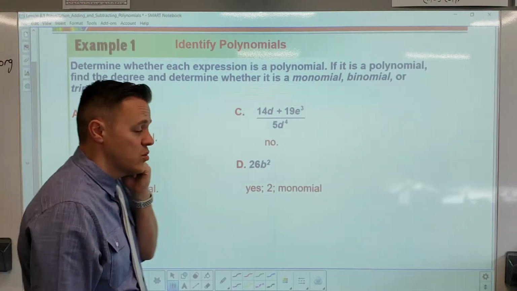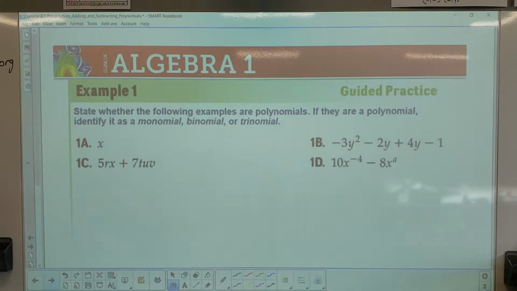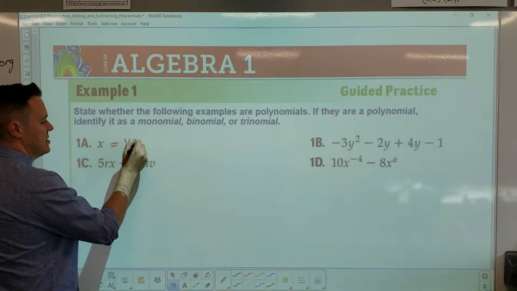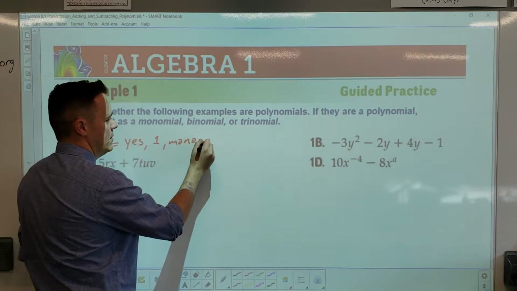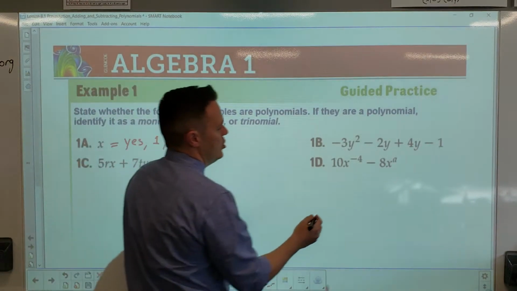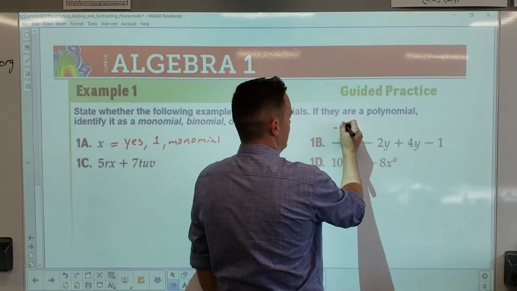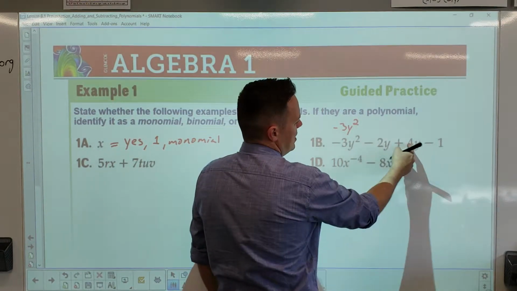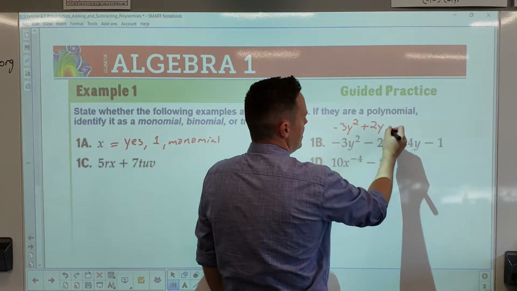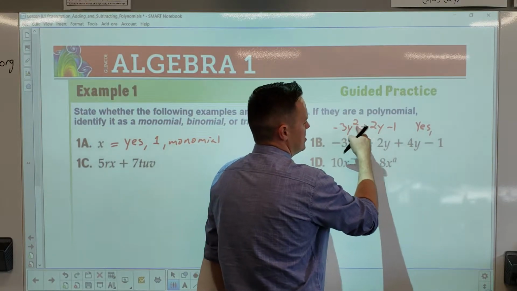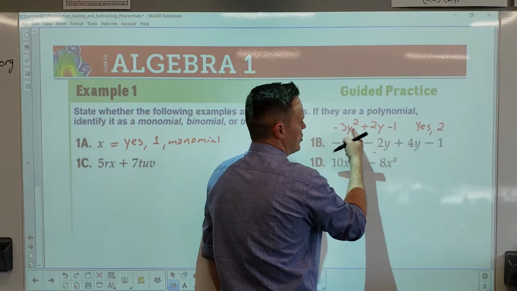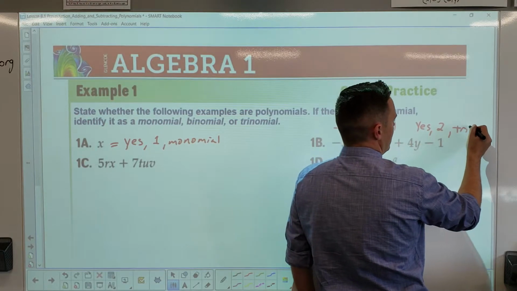So what I want you guys to do is work on the guided practice yourself and answer those 3 questions. All right, hopefully you paused the video. So this is going to be, yes, the degree is 1, and it is a monomial. All right, this one here, you would actually combine these two terms together. So you get negative 3y squared, and then it's going to be plus 2y minus 1. So this is a yes. The highest degree is 2, and this is 1, 2, 3. This is a trinomial.